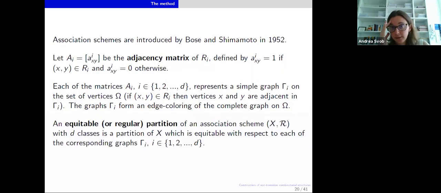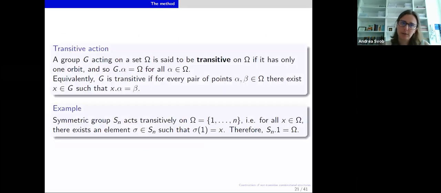This is something that I wanted to explain to you in detail because it is related to the method that we used. These two slides are copied from the last talk, because in the last talk I was speaking about transitive action. Just to remind you, we can say that a group is acting transitively if it has only one orbit.